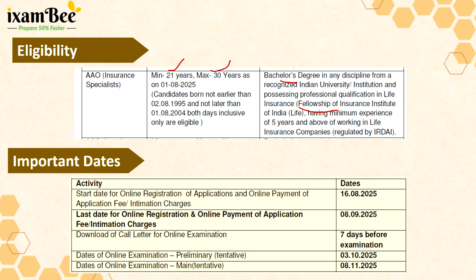If we talk about the important dates, online registration has already started and the last date for online registration is 8th of September. The dates of the online exam and the mains exam are tentatively 3rd October and 8th November respectively.